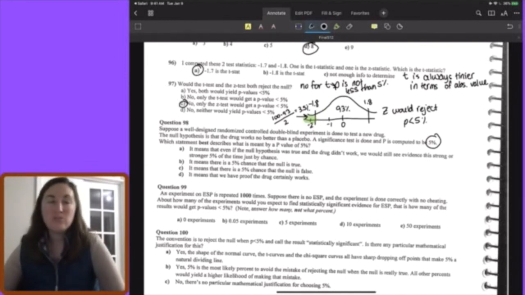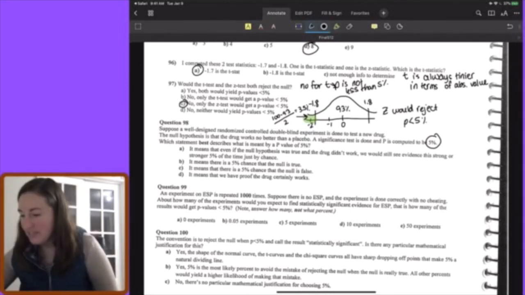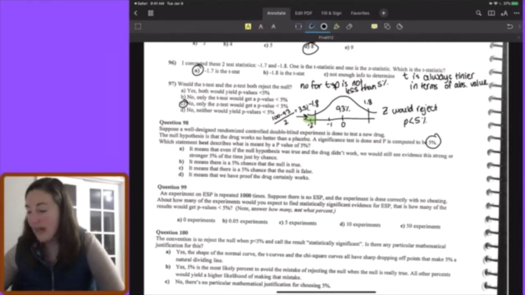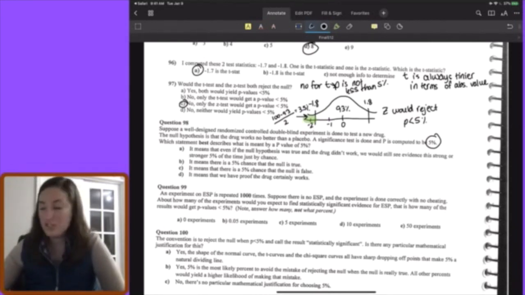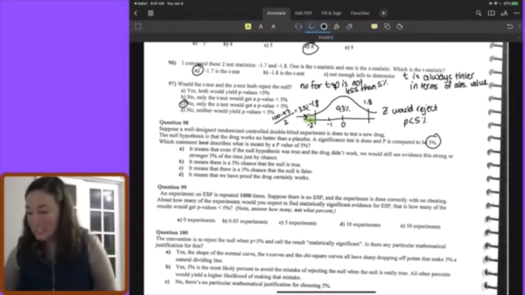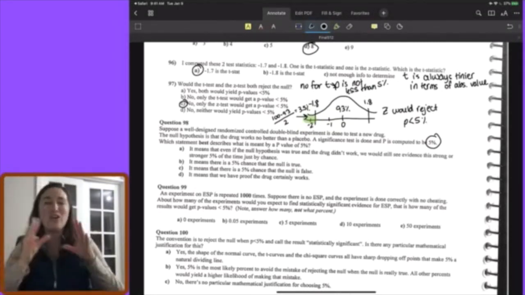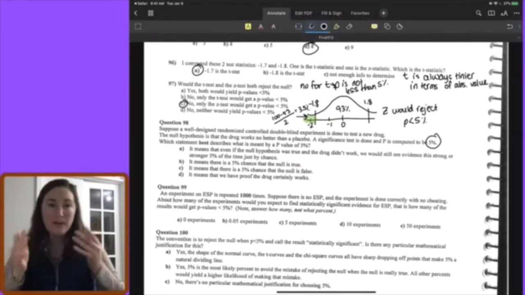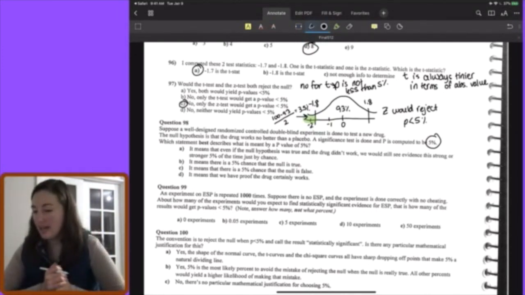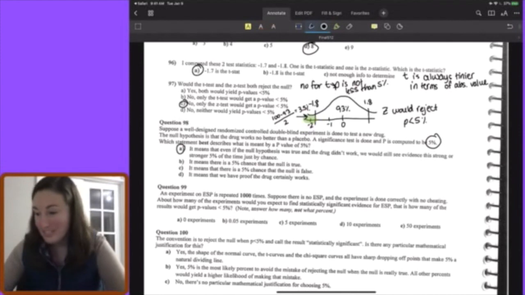So the p-value, remember, is the probability that we would get our data if the null hypothesis is true. It means that even if the null hypothesis was true and the drug didn't work, we would still see evidence this strong or stronger 5% of the time just by chance. So that is actually pretty much exactly what I said, right? Even if the null hypothesis is true, what's the probability we'd see our data? And that's this. So the other ones, these just aren't true.